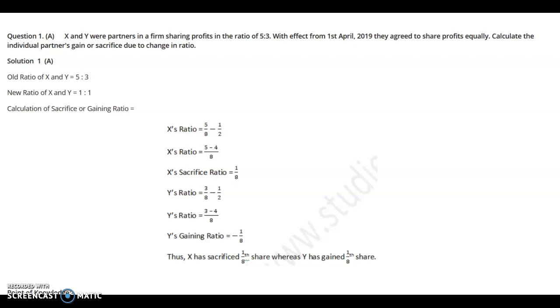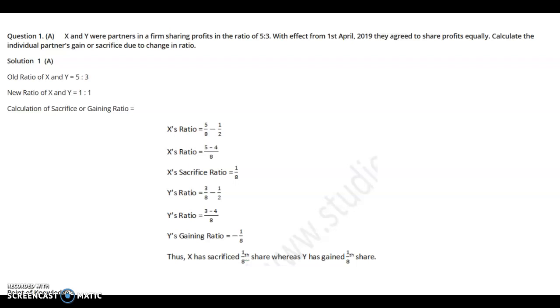But what they did, with effect from 1st April 2019, they agreed to share profits equally. Calculate the gain or the sacrifice due to change in the ratio. So we have to understand that their existing ratio of X and Y, that is 5/8 and 3/8, is called their old ratio. And with effect from 1st April 2019, they agreed to share future profits equally. This is known as 1/2 for X and 1/2 for Y as the new ratio.